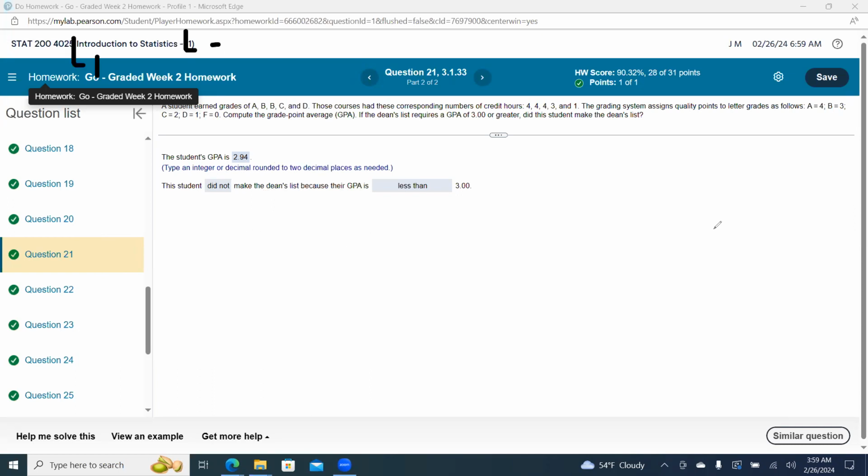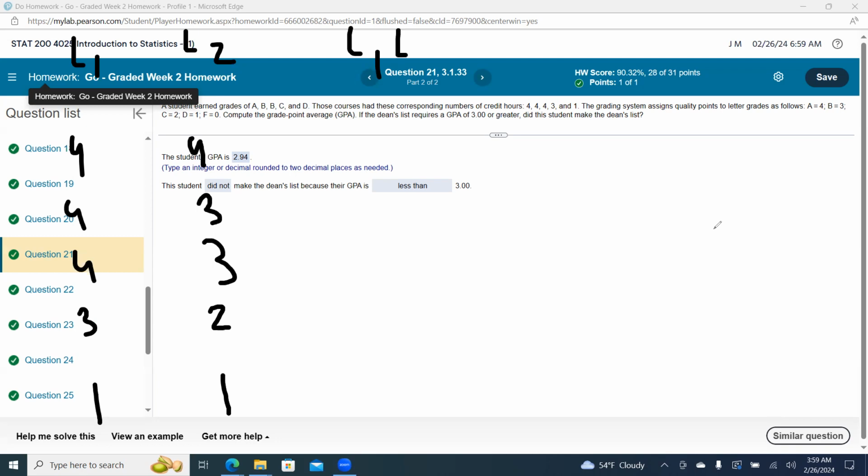If we have an L1 and an L2 in our calculator, we have the credit hours, which are 4, 4, 4, 3, and 1. And we have the other one. We have the grades, which are A, B, B, C, D, but we have to know the values there. That's 4, 3, 3, 2, 1. That's A, B, B, C, D. So we literally multiply straight across, and we get 16, 12, 12, 6, and 1. And if we add that column there.